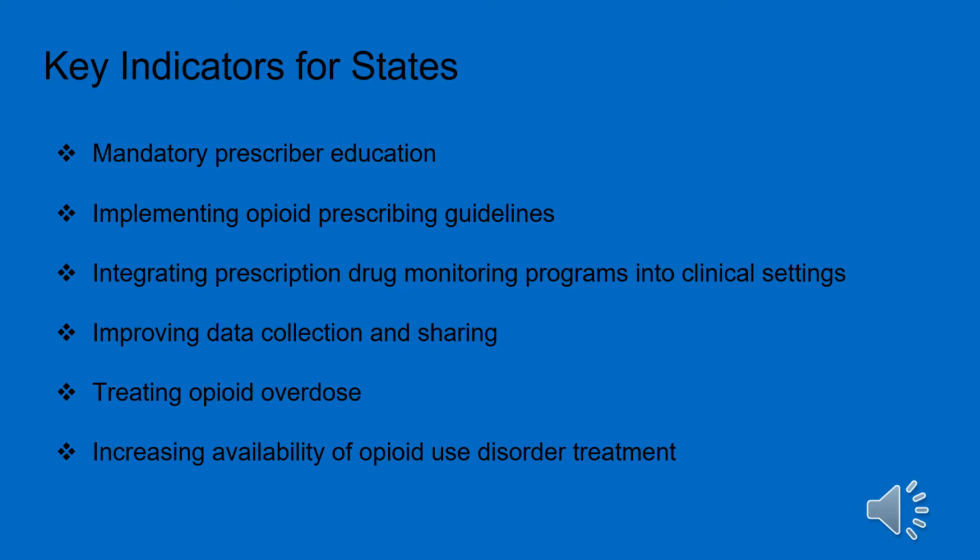The National Safety Council recently published their 2018 Prescription Nation report on the opioid crisis, listing the key indicators that states need to put in action in order to fight the war against opioids. Those 6 key indicators are having mandatory prescriber education, implementing opioid prescribing guidelines, integrating prescription drug monitoring programs into clinical settings, improving data collection and sharing, treating opioid overdose, and increasing availability of opioid use disorder treatment.